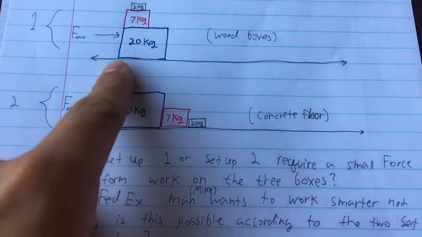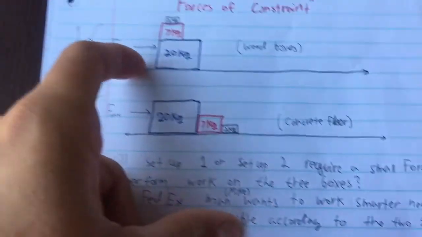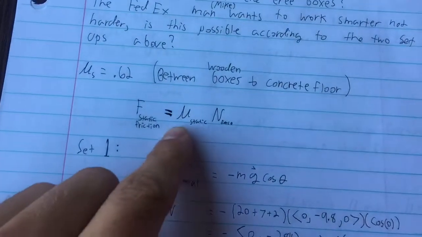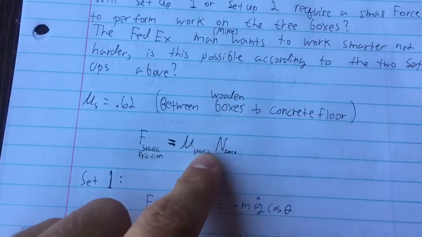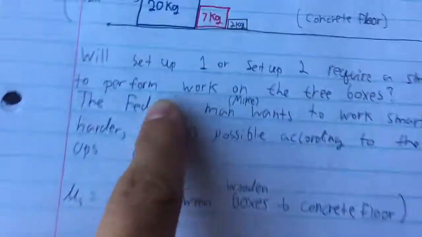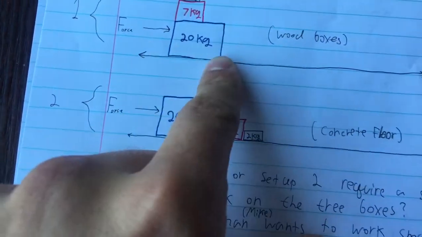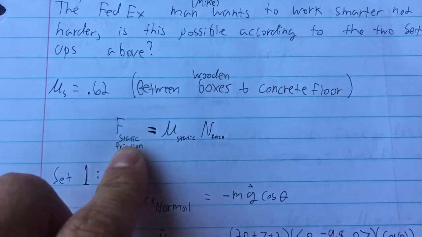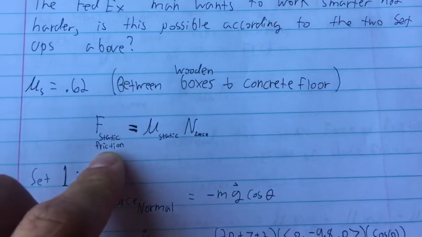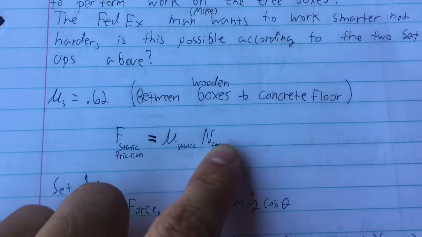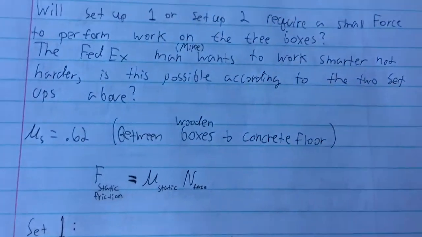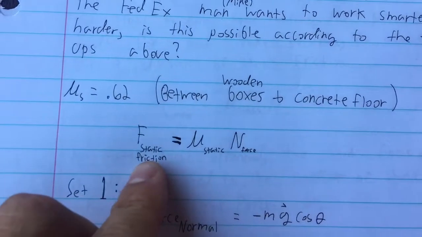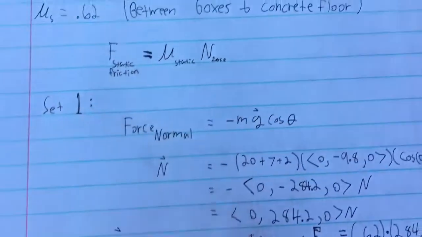Because if Mike doesn't push these boxes and he has no force fighting against these boxes, if this was the force of static friction, then these boxes would just be sliding backwards, but that was not going to happen. So this is the formula for the maximum value of static friction that these boxes are going to have, and this is the force that Mike's going to be having to act against in this process.